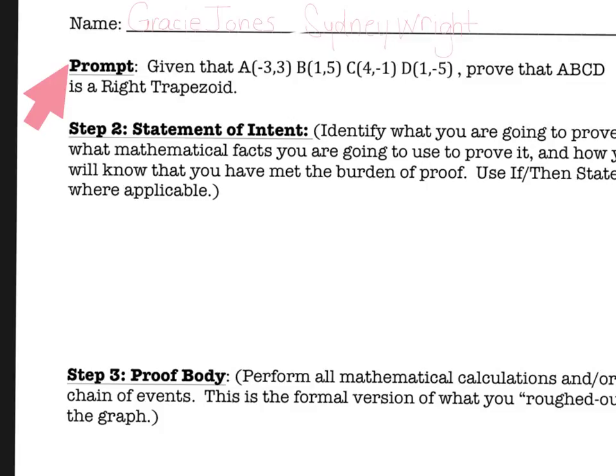So first, I like to read through the prompt. It says, prompt: given that A(-3, 3), B(1, 5), C(4, -1), and D(1, -5), prove that ABCD is a right trapezoid.